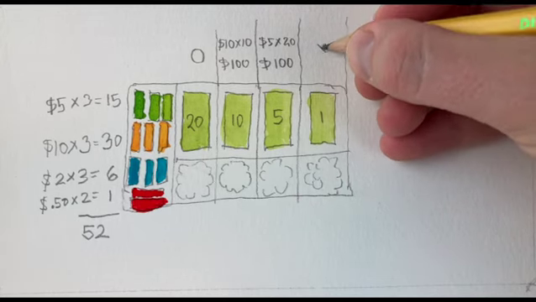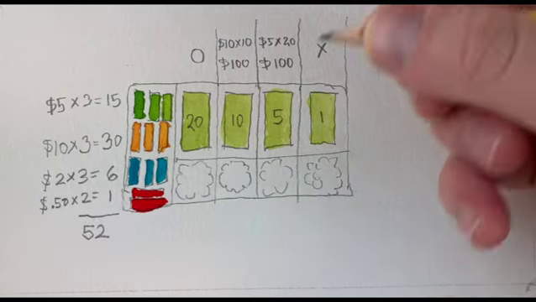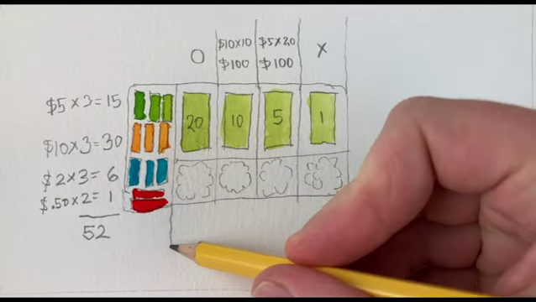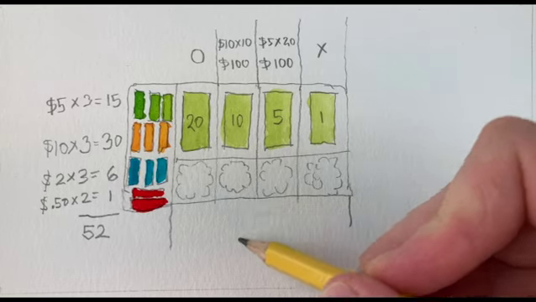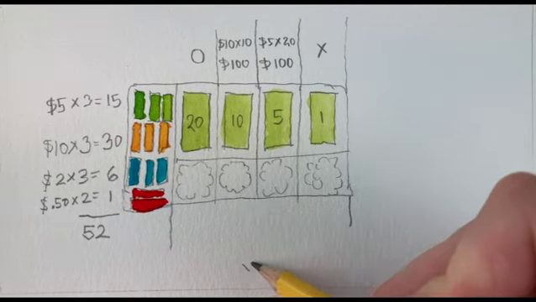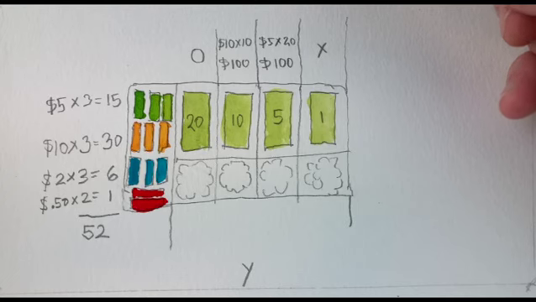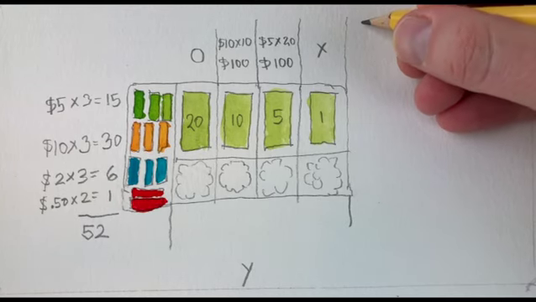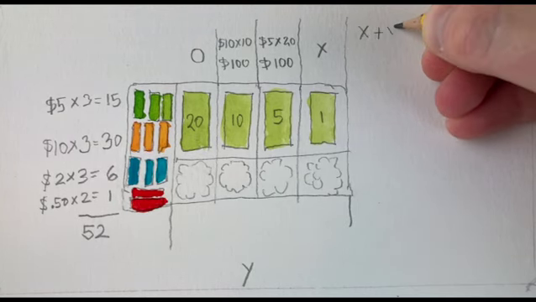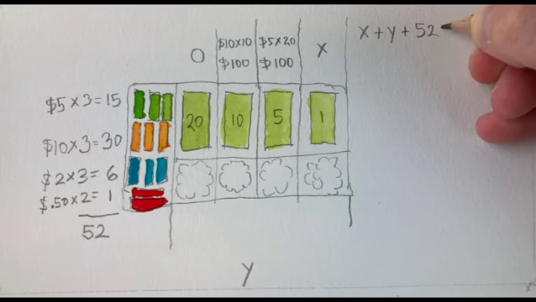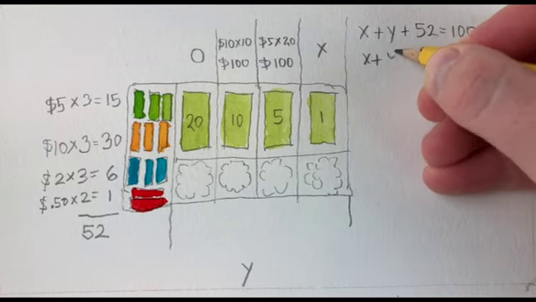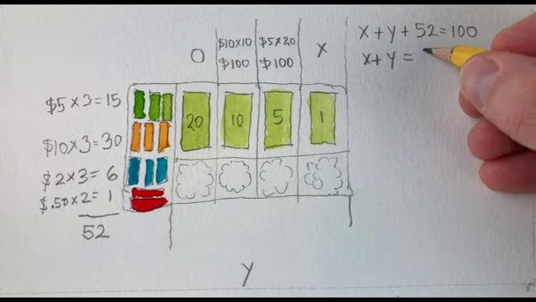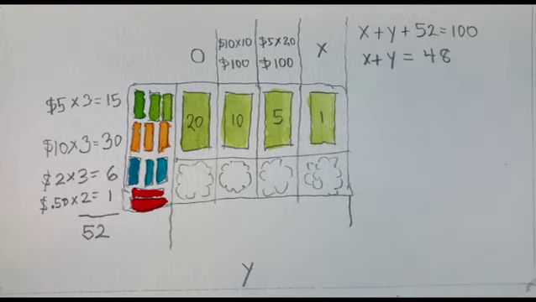So now we're just going to try to figure out our X, which is how many 1s do we need in this drawer, and our Y, which is how much loose change do we have in this drawer. So what we're solving for is X, but Y is going to include a little bit of problem solving. So we're going to write X plus Y plus 52 equals 100. We subtract 52 from 100, and that equals 48.